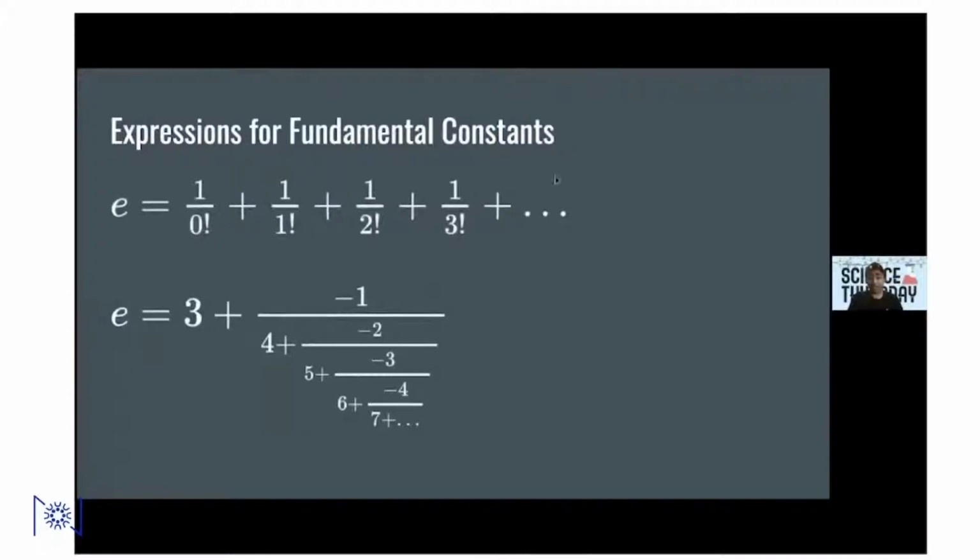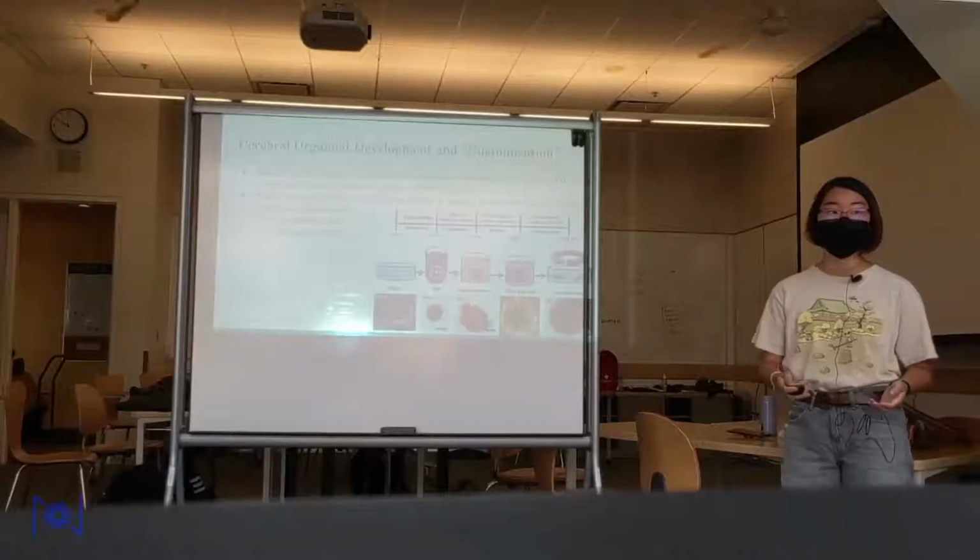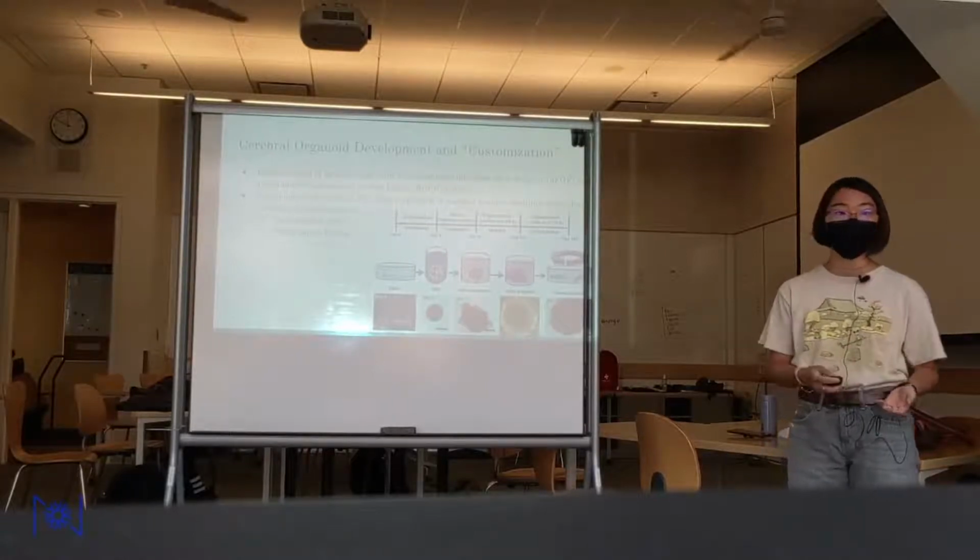Here's some for E as well. The one on the top here is one of the ways that you can define E. What makes a field more likely to have an unbalanced gender distribution? So this can be, like in the case of this paper, gyrification or brain folds.